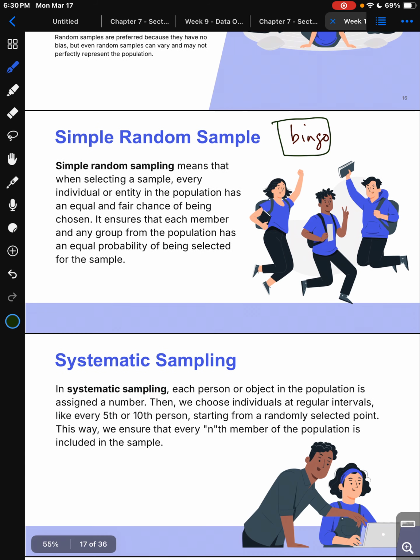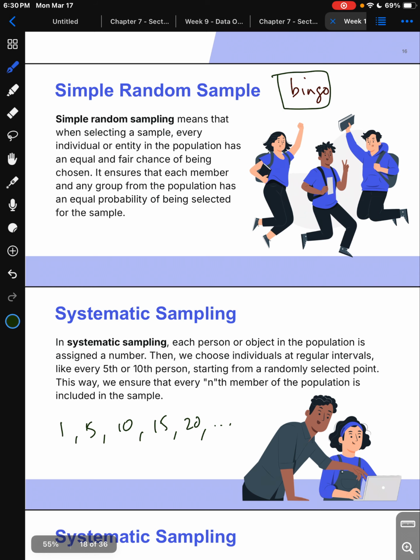Systematic sampling: each person or group in the population is assigned a number. Then we choose individuals at regular intervals, like every fifth or 10th person. So that would be like choosing 1, 5, 10, 15, 20, etc. That would be systematic sampling. Every person in the population has a number.